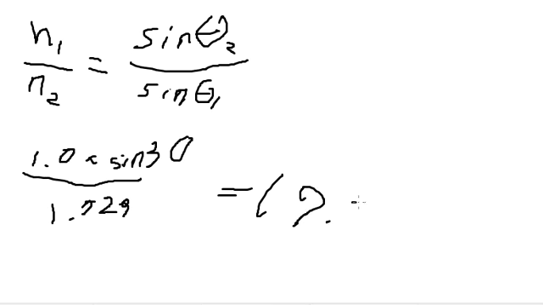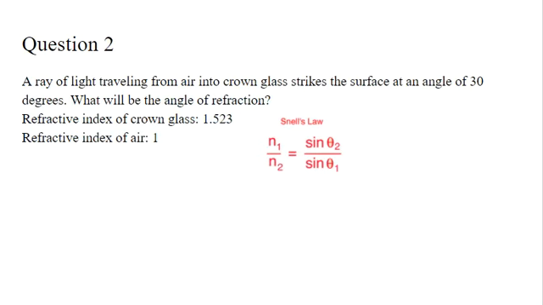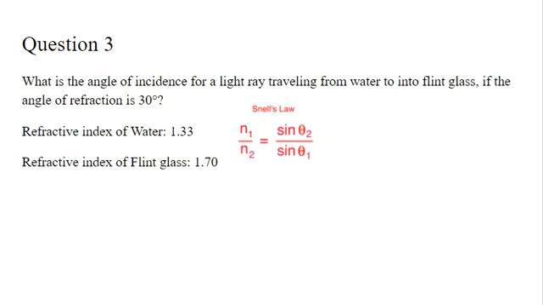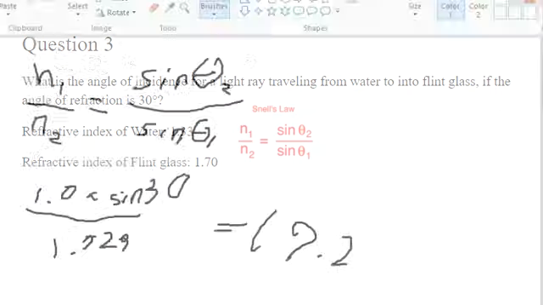Let's try another example. What is the angle of incidence for a light ray traveling from water into flint glass if the angle of refraction is 30 degrees? So we have to look at the refractive index of water, which is 1.33, and the refractive index of flint glass, which is 1.70.